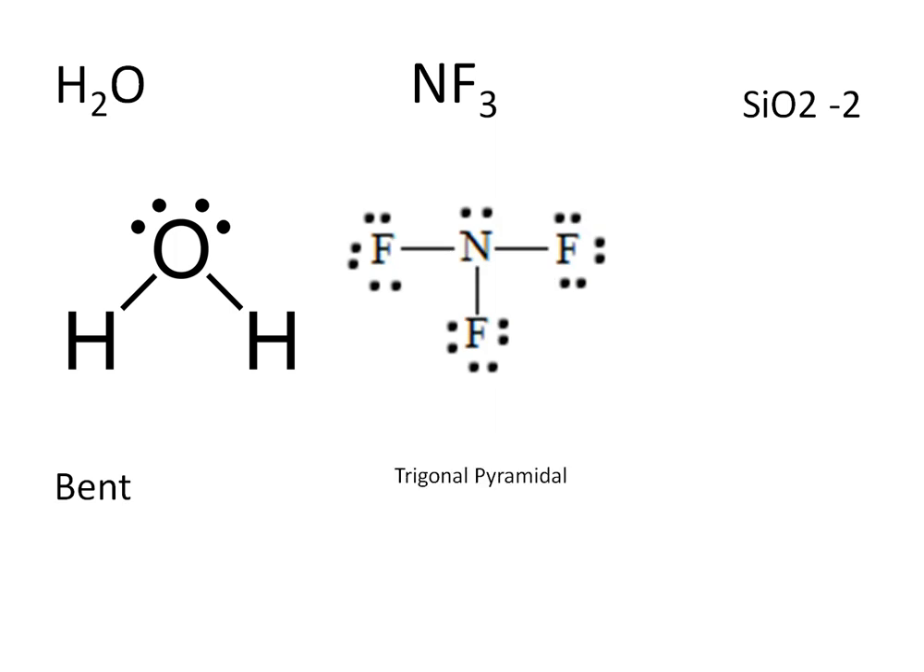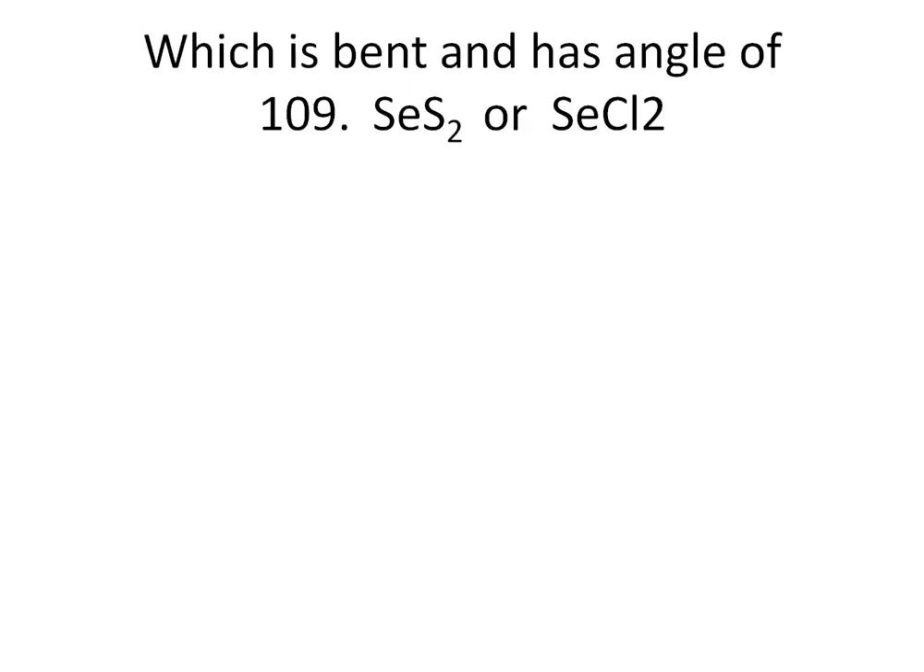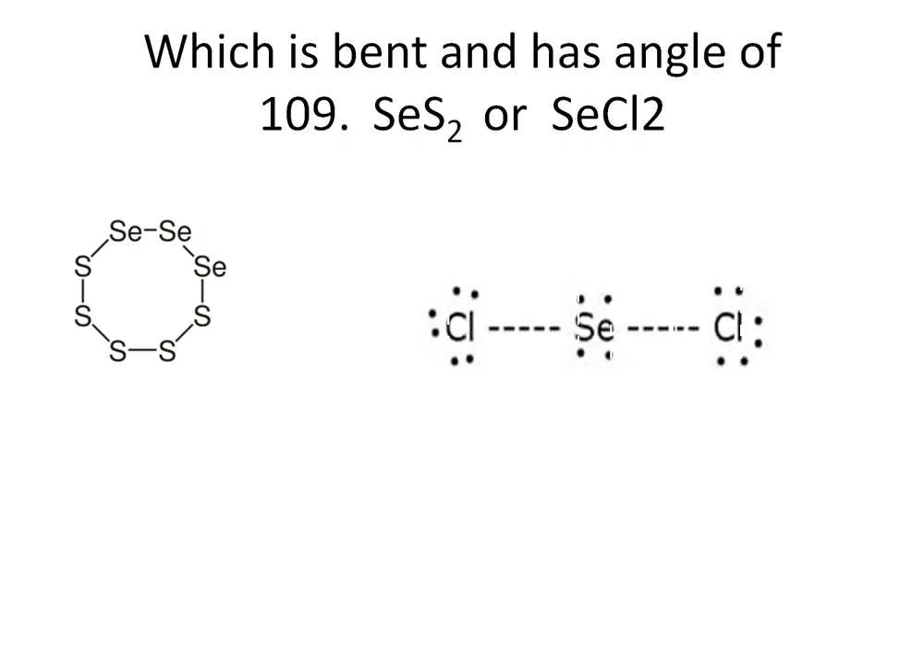And the last is SiO2 minus 2. And it's linear. Last question. Which is bent and has an angle of 109, SeO2 or SeCl2? As you can tell, this has a resonance effect, while the other is that shape. And it's SeCl2 that has the angle of 109.